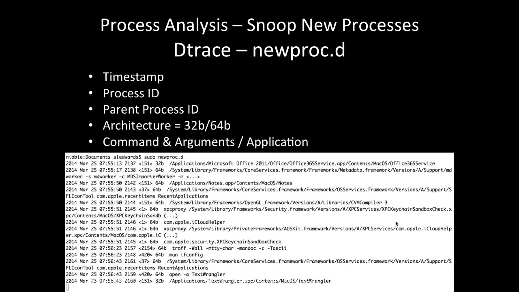So again, we're going back to Dtrace. Might as well use what's already on the system. Newproc.d, this is basically going to snoop new processes. So the information associated here, we have a timestamp. We also have process IDs and parent process IDs, so we can actually figure out, all right, this process is being spawned by this certain other process that is being spawned by this certain other process. These things can get very nested very quickly. We also get architecture information if it's useful to us. We also get command line argument application. So what was the actual process or application that was spawning all of these other processes?